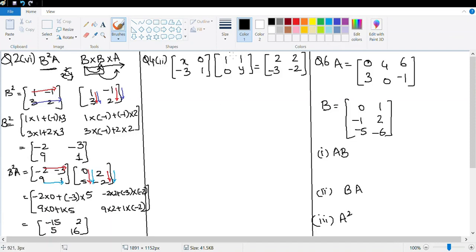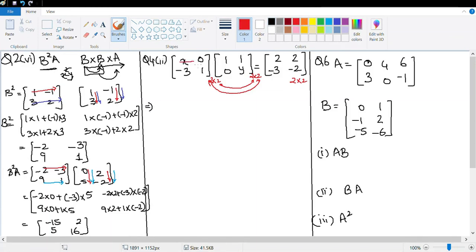It says find x and y if. So we need to do some calculation and see if we can figure out what we're looking at. Here it says matrix 1 multiplied with matrix 2 gives me matrix 3. Again, let's check if they are compatible. This is 2 into 2. This is also 2 into 2. So this is compatible, which means the product will have the order of 2 into 2, which is given.